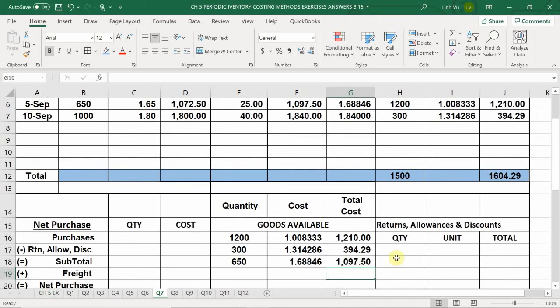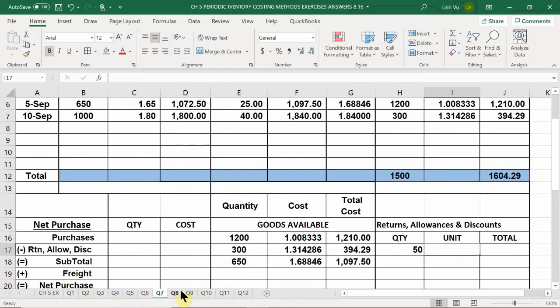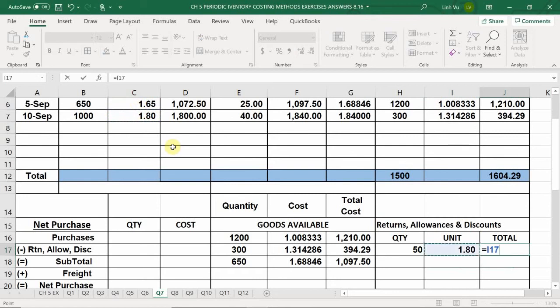Because we ended up returning a total of 50 toys. Now, in this case, at what unit price did I originally purchase these defective toys for? $1.80. $1.80. Okay. So therefore, what is my grand total of refund I'm going to get?